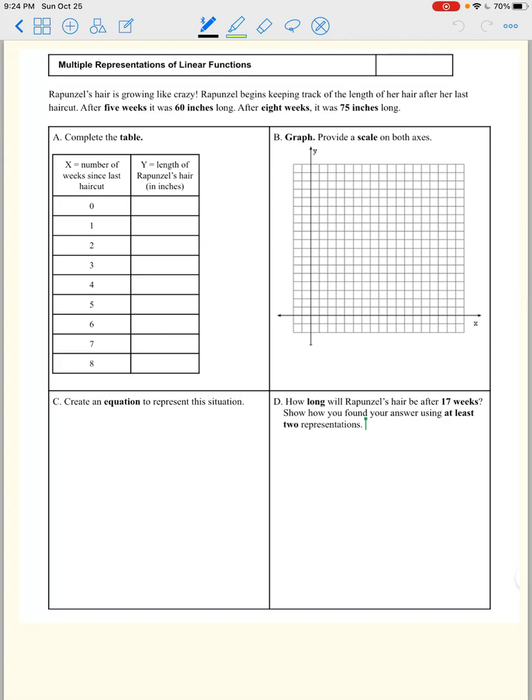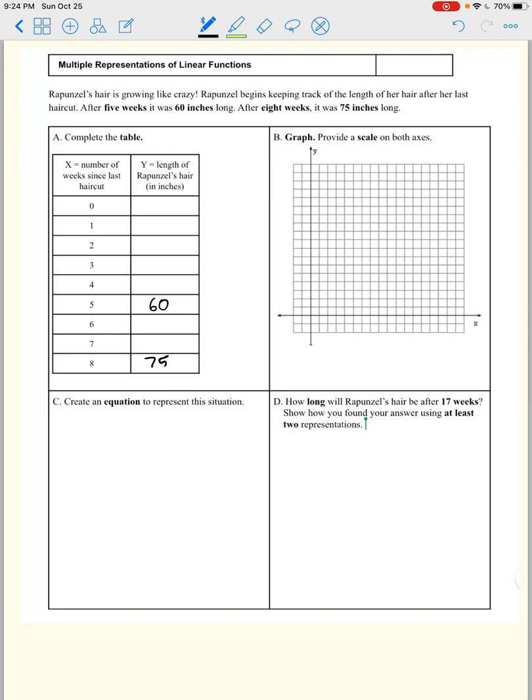First off, we're going to complete the table. We know that after 5 weeks it's 60 inches long. So when x is 5 for number of weeks since last haircut, y is going to be 60 inches. We also know after 8 weeks it's 75. Well, let's figure out then, what is that growth? I'm not sure.